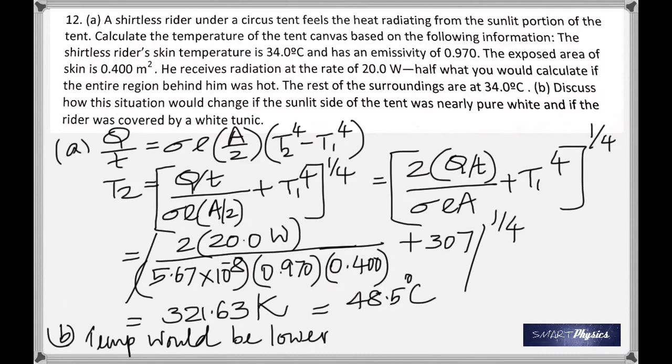In the B part, discuss how the situation would change if the sunlit side of the tent was nearly pure white and if the rider was covered by a white tunic. White reflects heat, and therefore in this case the temperature would be definitely lower and he would get less heat radiated onto him. Thank you.